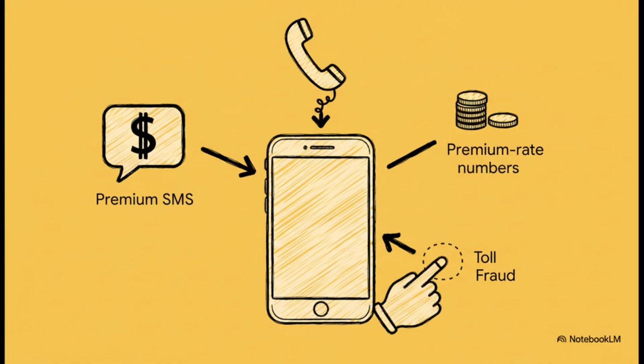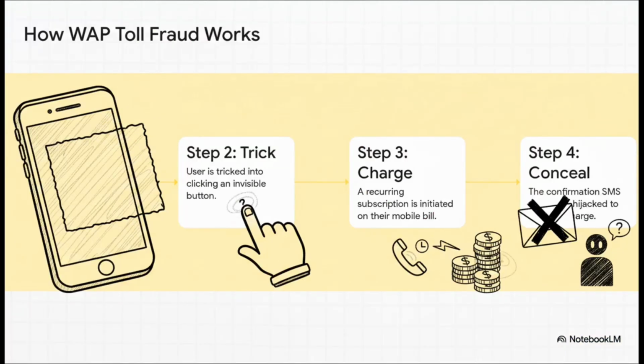And a super common goal for these Trojans is what's called billing fraud. Basically, they trick your phone into charging you for things. This usually happens in one of three ways: through unauthorized premium texts, calls to expensive premium rate numbers, or something called toll fraud.